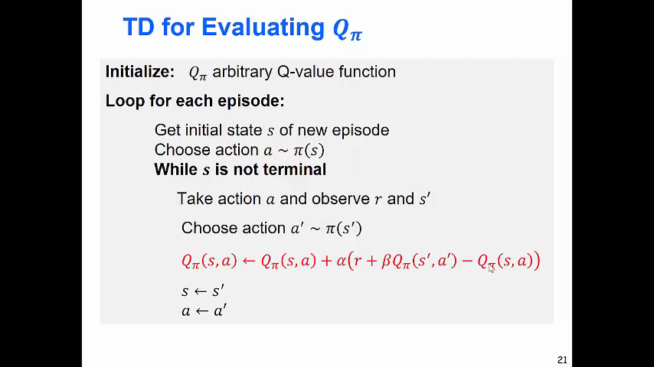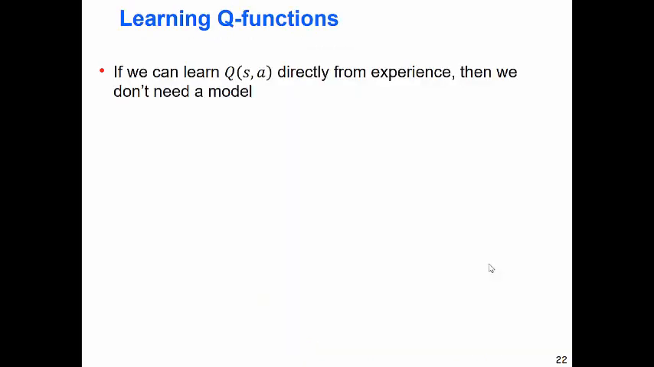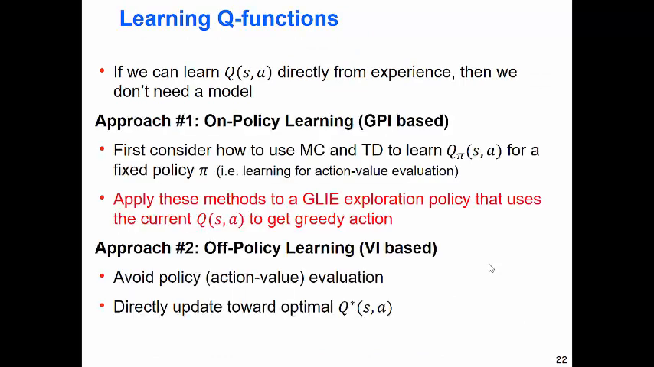So any questions about this? Right? And if it's a stochastic policy, this will converge. This will work out. All right, so we know how to learn a Q function given a fixed policy now, and in particular a stochastic policy. We haven't said what to do if it's a deterministic policy.